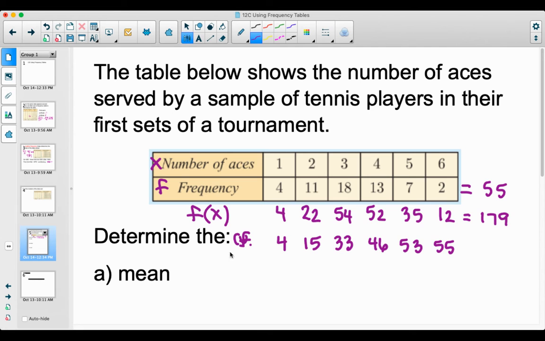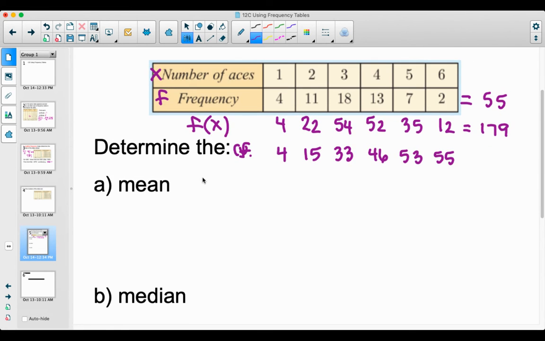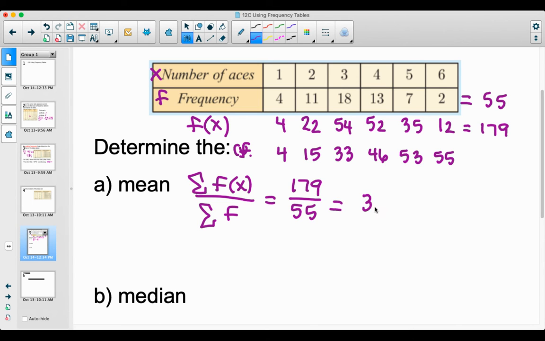Okay, so our mean, if you remember, let me scroll up a little bit, is the sum of our product divided by the sum of our frequency. So we're going to have 179 divided by 55, and that gives us, to 3 sig figs, 3.25 aces. So our mean is 3.25.